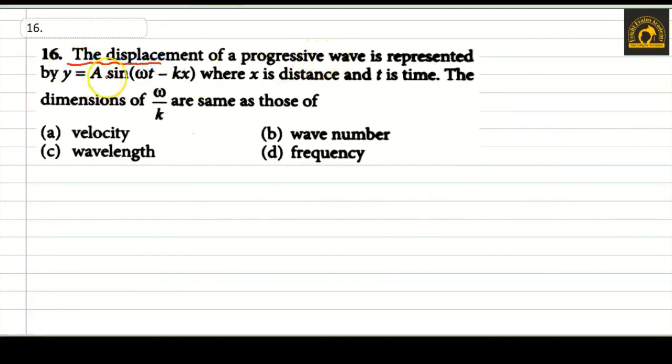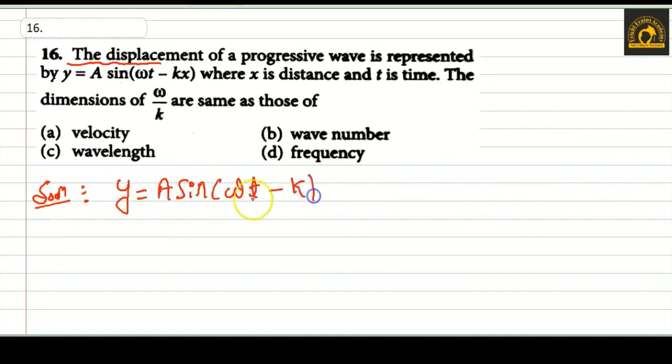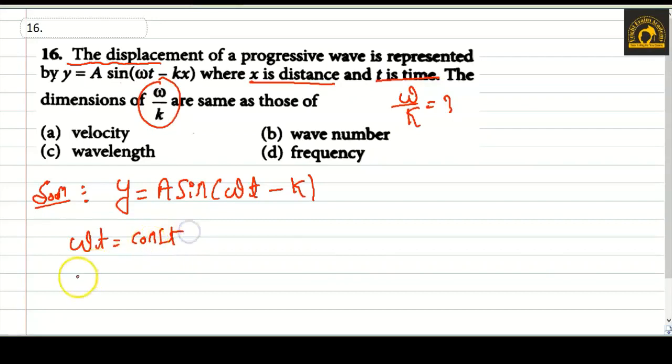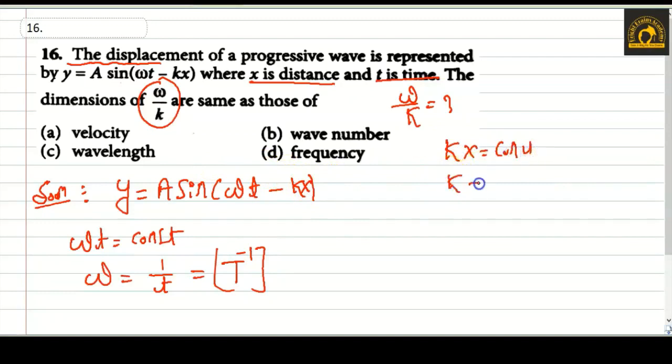The displacement of the progressive wave is given. So let's see the solution. The displacement of the progressive wave is A sine omega t minus kx, where x is the distance and t is the time. So what is the value of omega divided by k? What about the dimension formula? First, omega t is a constant, so omega is equal to 1 by t, that is t to the power of minus 1. Similarly, kx is constant, so k is equal to 1 by x, and x is the distance, so it is L to the power of minus 1.